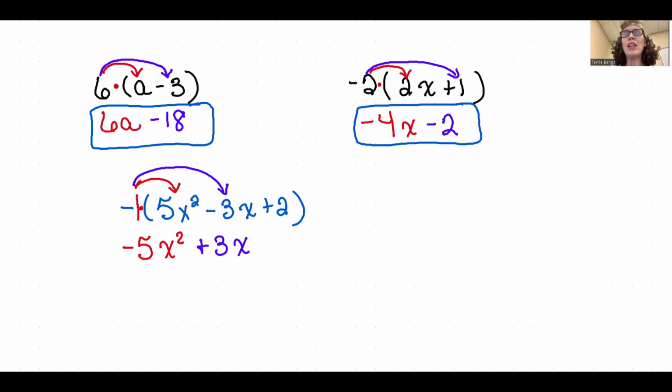Then we take that -1 and distribute, or multiply, it to the last term in the parentheses, which is the 2. Here again, we are not adding, we are multiplying. So -1 times 2 would be a -2. Then we check and ask, can we combine any like terms? We cannot combine any like terms. None of those are the same. So this would be our answer.